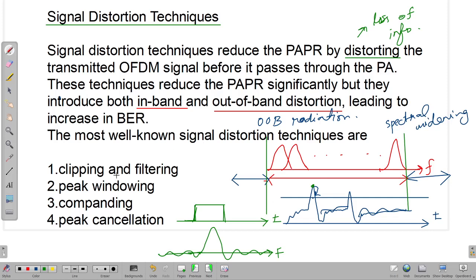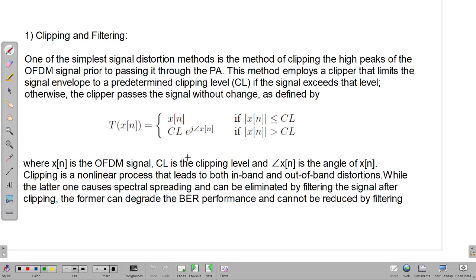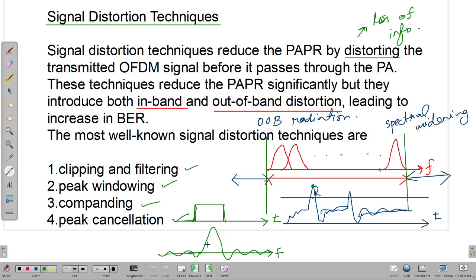We'll see the most well-known signal distortion techniques. These are clipping and filtering, peak windowing, companding, and peak cancellation. We'll see them one by one. The first method we are going to discuss is clipping and filtering, which is the simplest technique, and also the technique which gives a not so good bit error rate. It is a simple method. It just means clipping the high peaks of the OFDM signal before passing it to the power amplifier.